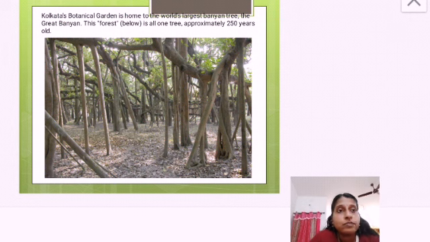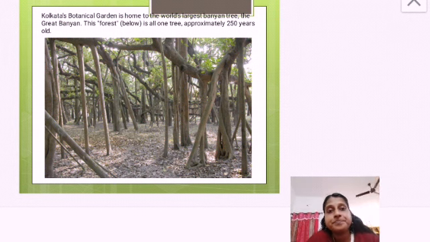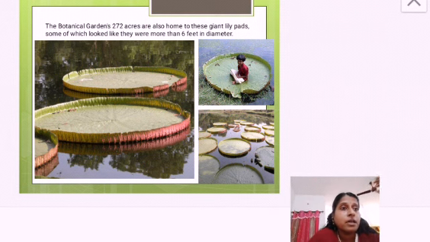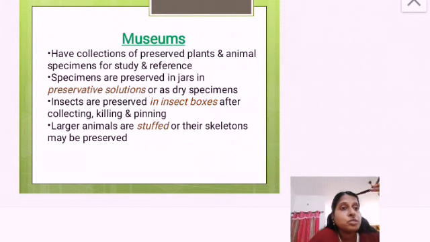It is 250 years old, more than that. This is again a collection of giant lily pads. You can see a kid sitting over it. So this is again a collection of the rare species of plants and animals. Here plants are being kept. Next is your museum. Museums also have preserved plant and animal material. In case they cannot be preserved whole, they stuff the plants, and they preserve skeletons of some animals.